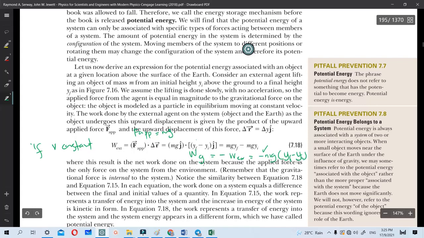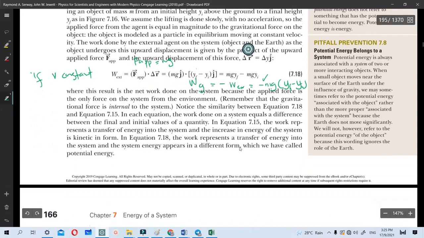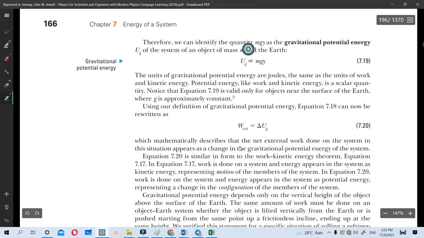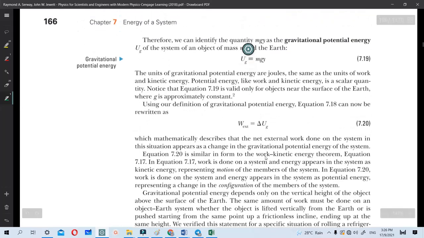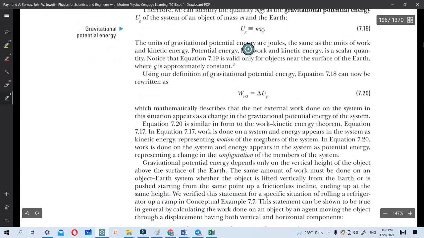in y direction. Okay, so hold on to this one. Not holding on to this one is also fine. Alright, now, how are we going to use it? Work external. Alright, hold on to this.